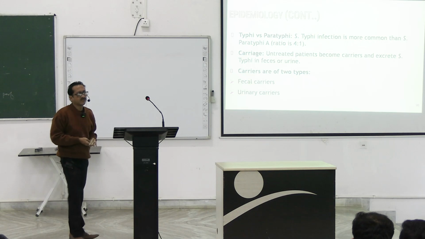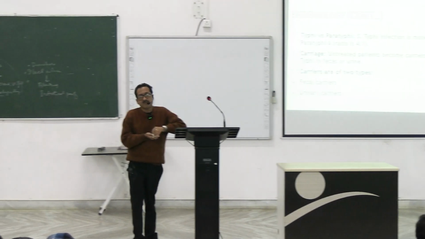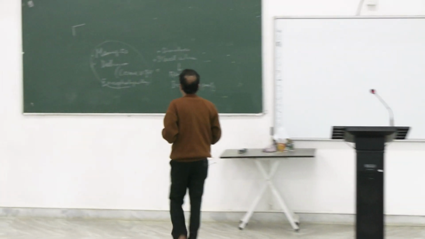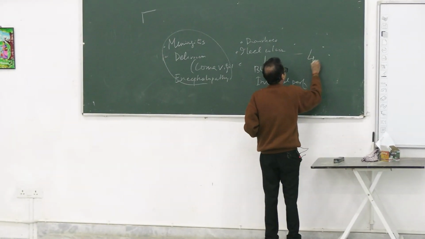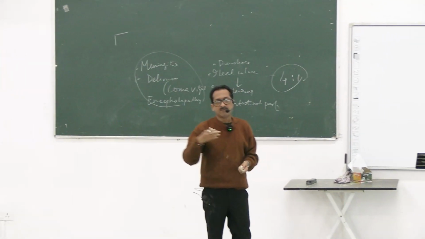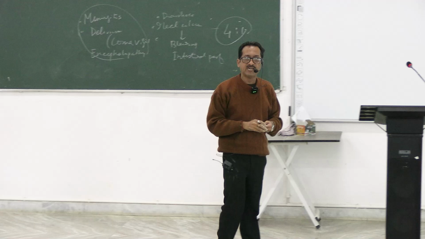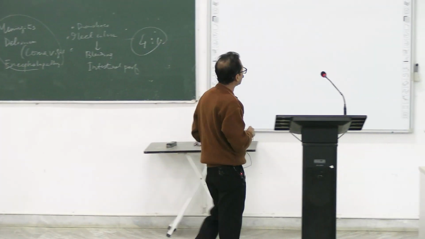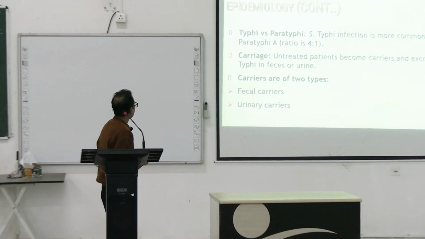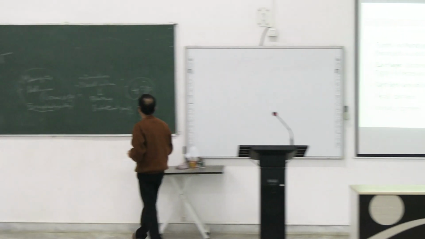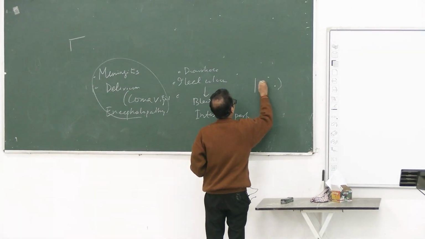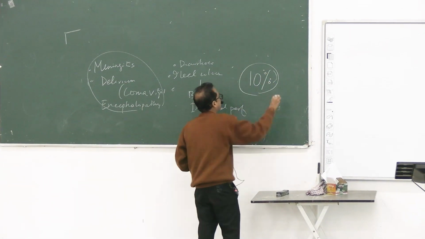Which is more common, infection with Salmonella typhi or paratyphi? Typhi is more common. It is usually 4:1. Typhi infection to paratyphoid is 4:1, but infection with paratyphoids is increasing. Carrier state: an untreated patient becomes a carrier. What percentage of patients becomes a carrier? It is usually 10%.